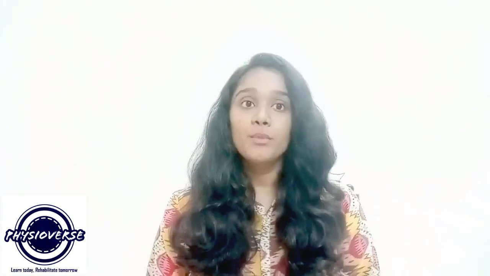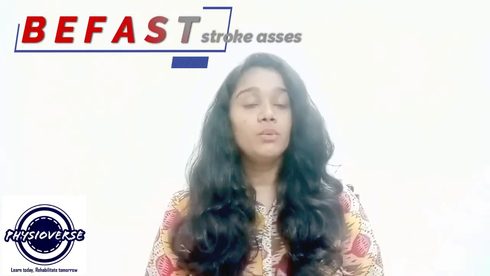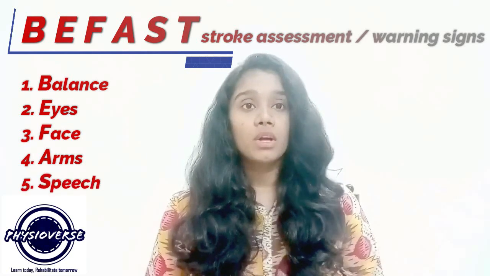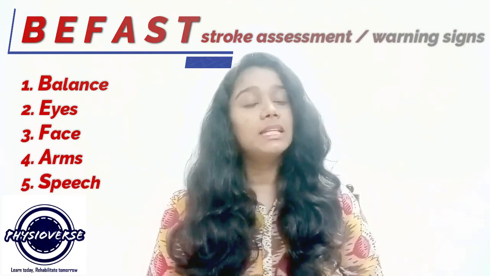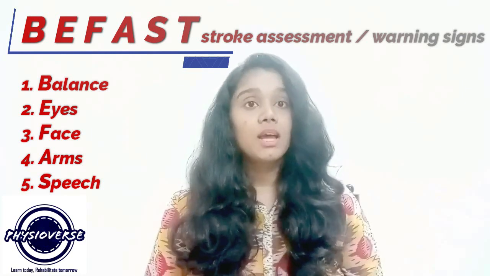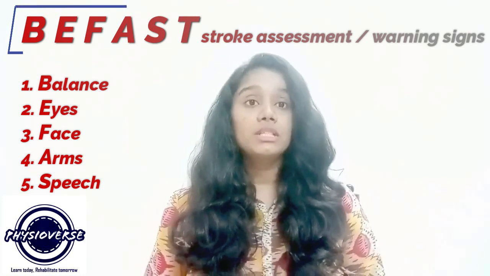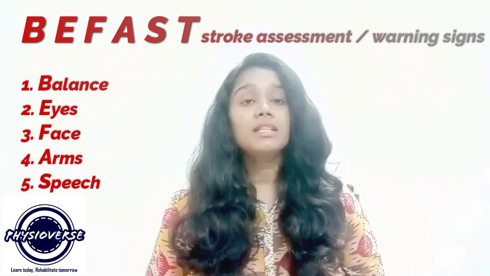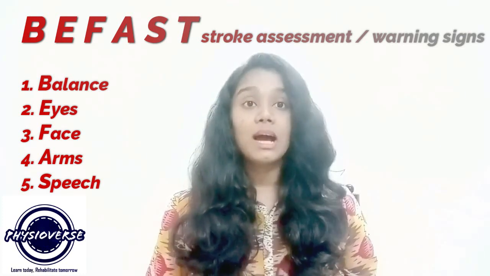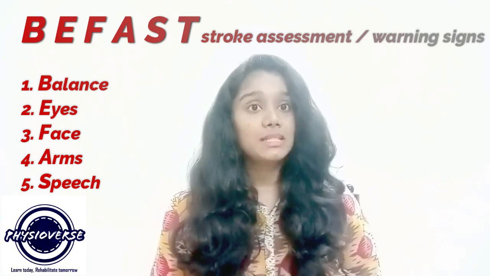There is an acronym for remembering these warning signs, that is BEFAST, in which B stands for balance. So if the patient has loss of balance or loss of coordination, equilibrium, if they are feeling dizzy or having a headache, it could be a sign of stroke. The next is E, which stands for eyes. So if there is loss of vision or they are not able to see clearly from one eye or both the eyes, it could be a sign of stroke.